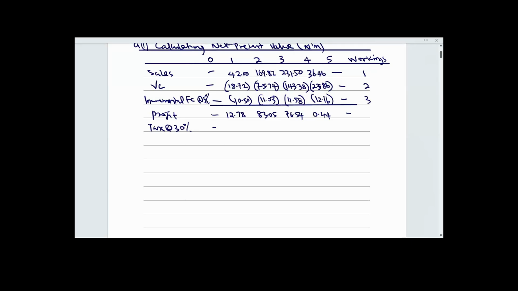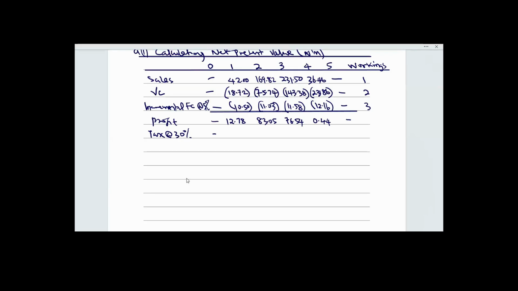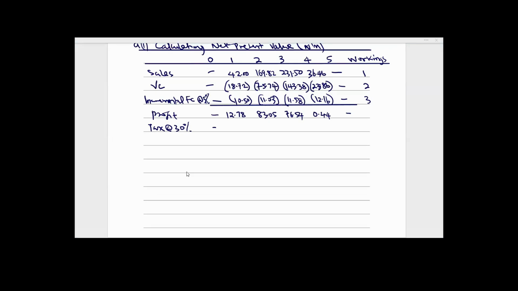So in this case, I would then say 12.78 multiplied by 0.3. That's 3.83. So I will not record it in the first year because tax is paid in arrears. So this is 3.83. Of course, it's a cash outflow. You are paying the tax. The next one, 3.83.